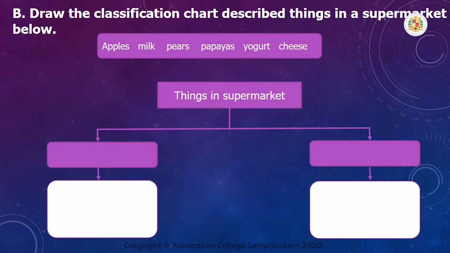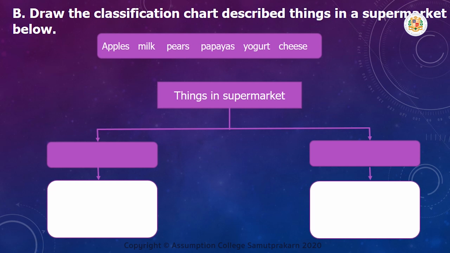Question B. Draw the classification chart. Describe things in a supermarket below. I have six things in a supermarket: apple, milk, pears, papayas, yogurt, and cheese. You have to guess and write the name of this group.